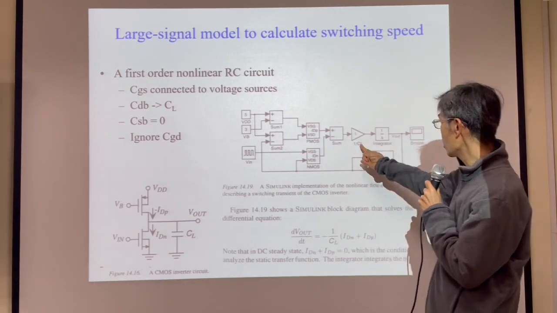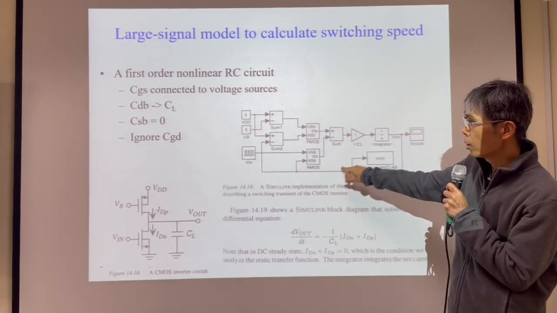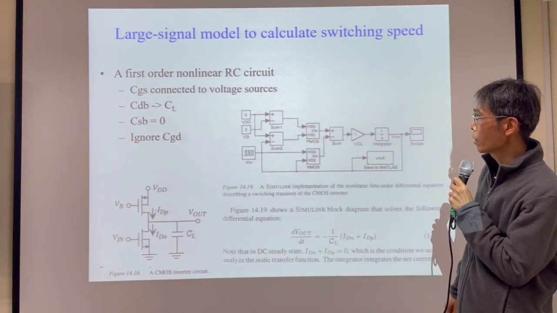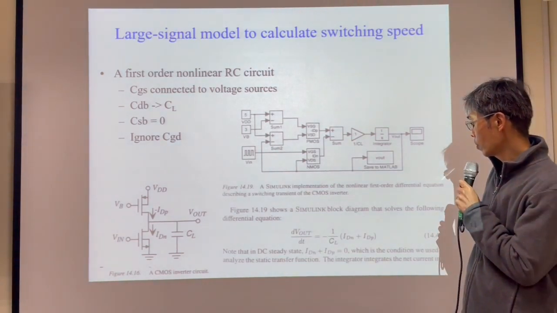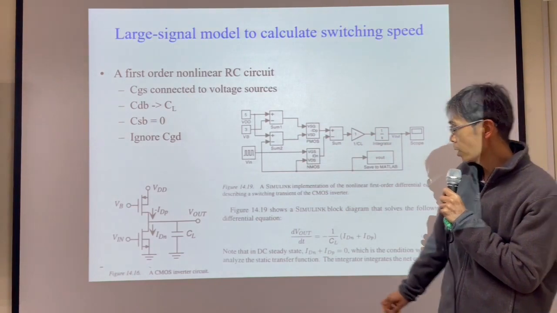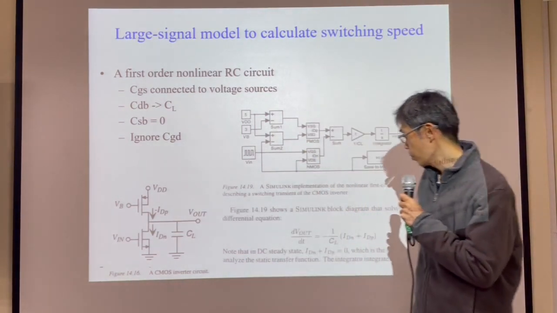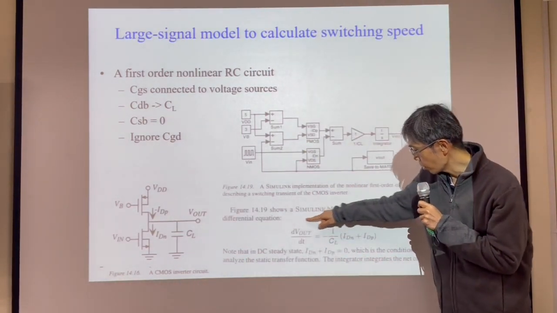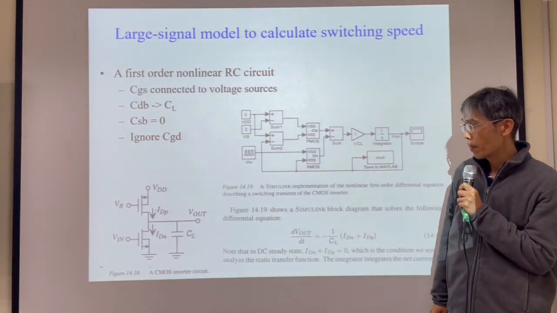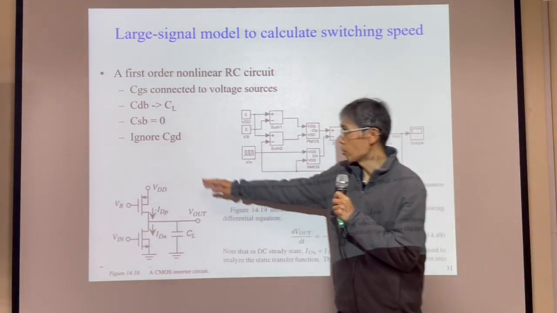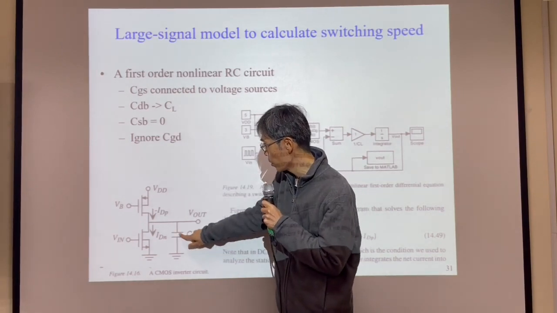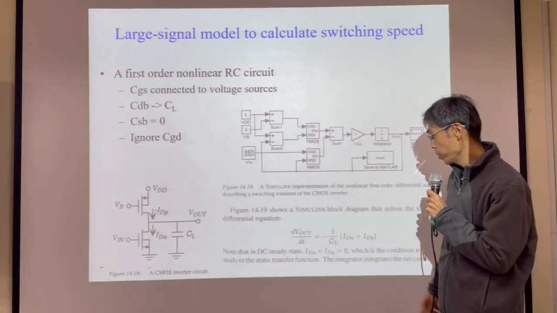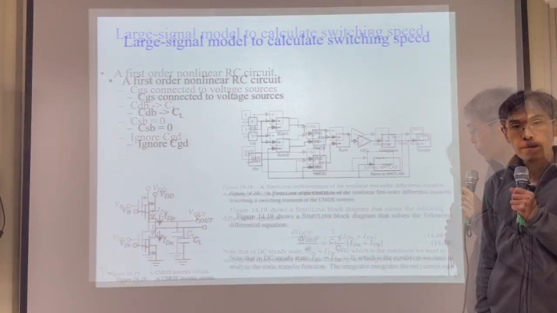So we only consider CL, and we ignore the other capacitances. And for this model, please derive this condition. If we ignore the other capacitances, we only keep CL here. Please derive this one. Thank you.